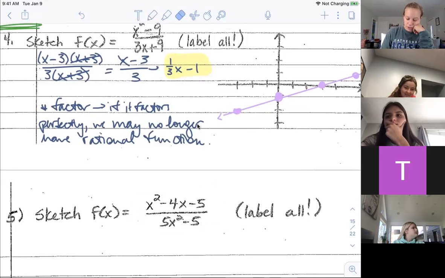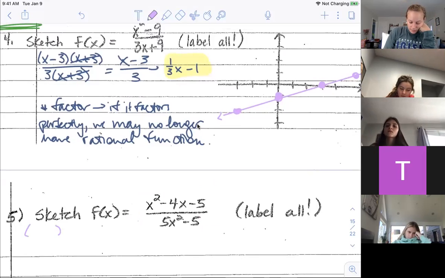So I've got this new equation, it's x squared minus 4x minus 5, over 5x squared minus 5. So we're going to factor that. The numerator factors, okay, multiply to be -5, add to be -4: x minus 5, x plus 1. It's not great spacing. Okay, x plus 1.